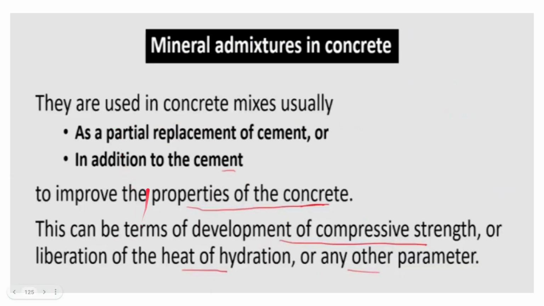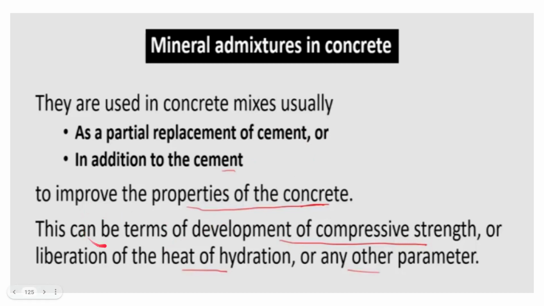Mineral admixtures are used in concrete mixes in two ways. One thing to note is that chemical admixture is used directly at the time of mixing. But mineral admixture can be used both ways: as a partial replacement at the time of mixing, and also in addition to the cement, that is, during the time of manufacturing, making a blended cement.